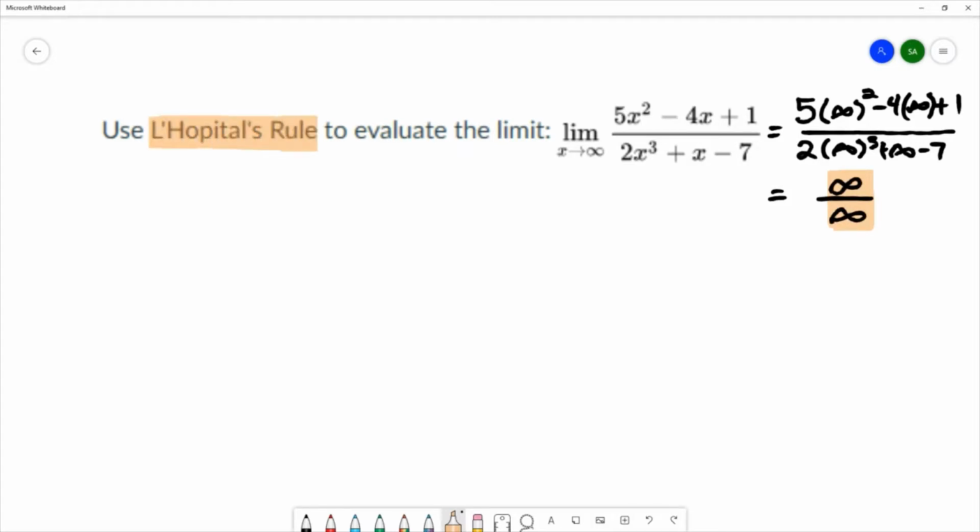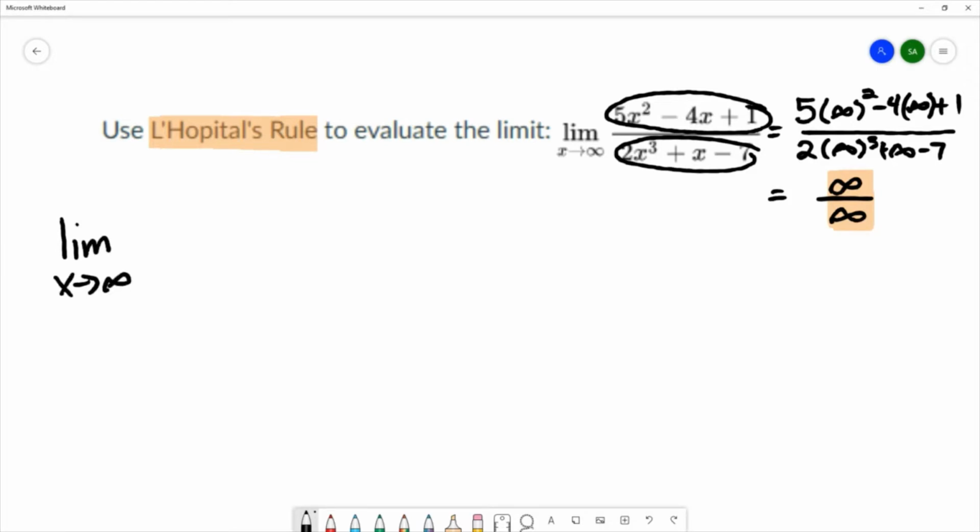So with L'Hopital's rule, we would calculate the derivative of the numerator and calculate the derivative of the denominator and then apply the same limit. So doing that, we have the same limit as x approaches infinity. If we calculate the derivative, that would be 10x minus 4, that's the derivative of the numerator, and the derivative of the denominator would be 6x squared plus 1.